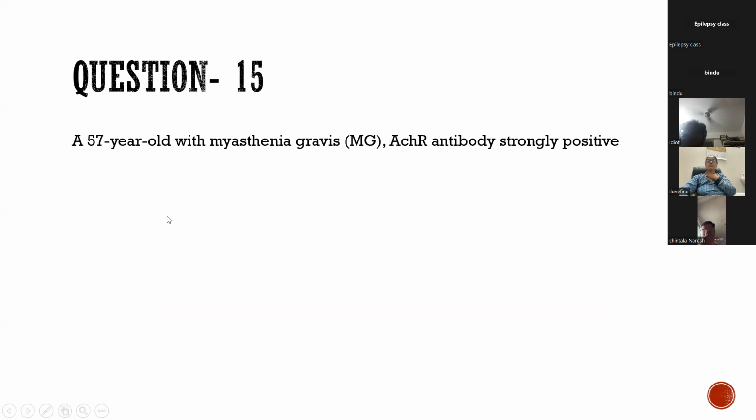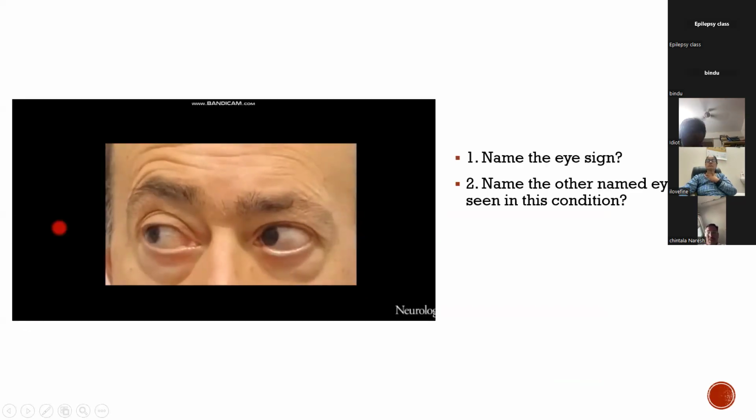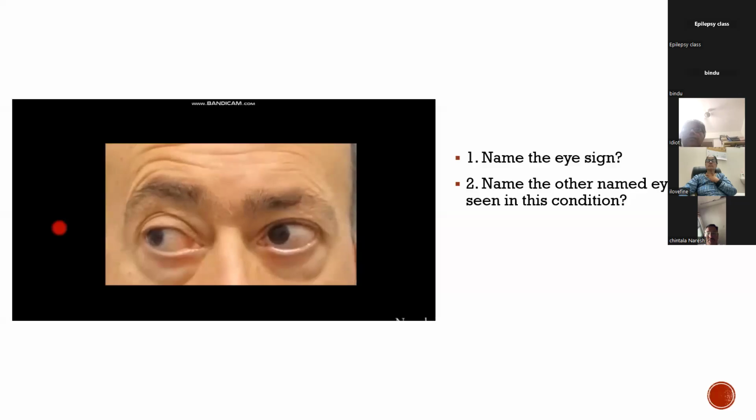The next question, 57-year-old with myasthenia, acetylcholine antibody strongly positive. So this is the eye finding. So name the eye sign. Name the other named eye signs seen in this condition.